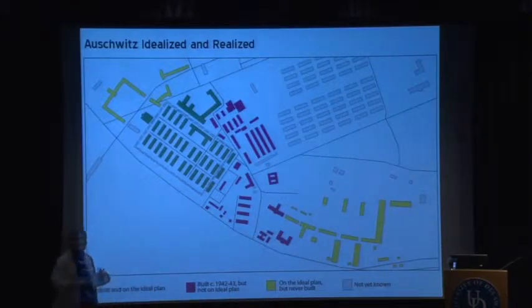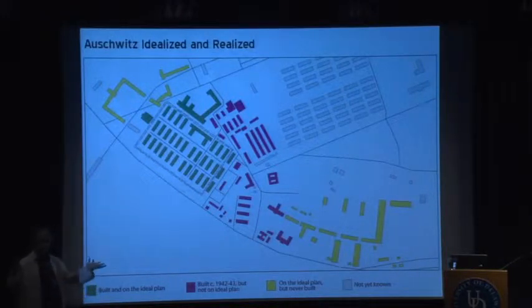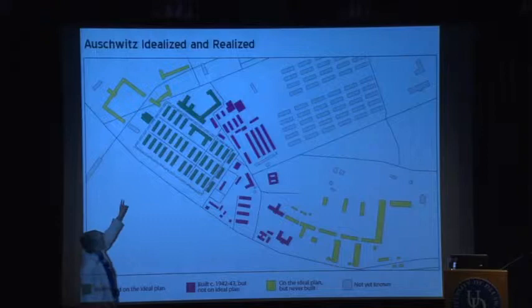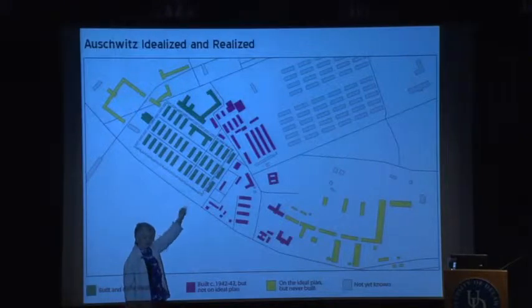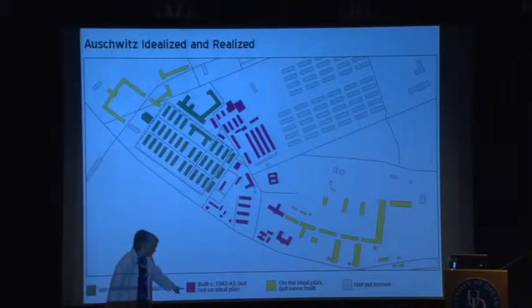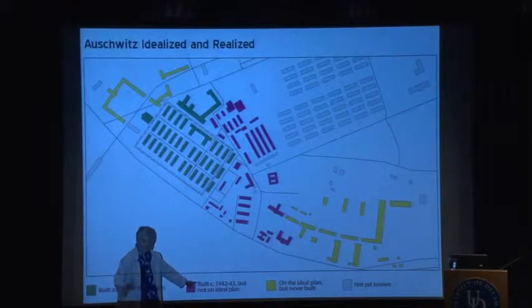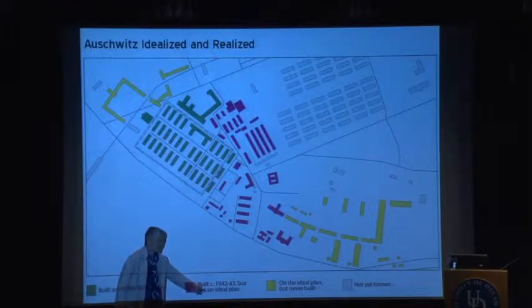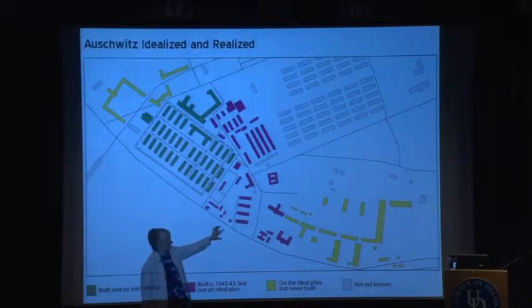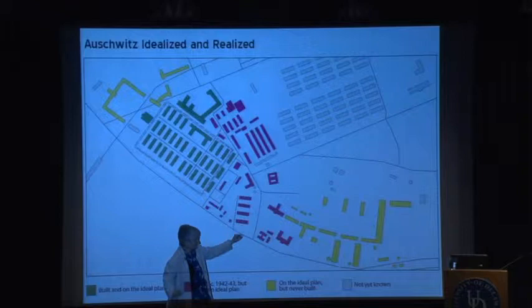Here we've used color to pick out 3 different categories of buildings. The green buildings were planned by an architect, the ideal plan, and they were built as planned. So that's a whole row of guards' barracks here. The purple plans were built, they're documented in planning documents, not by architects necessarily, but they were not part of the original ideal plan. In purple, I'll explain those in a moment.